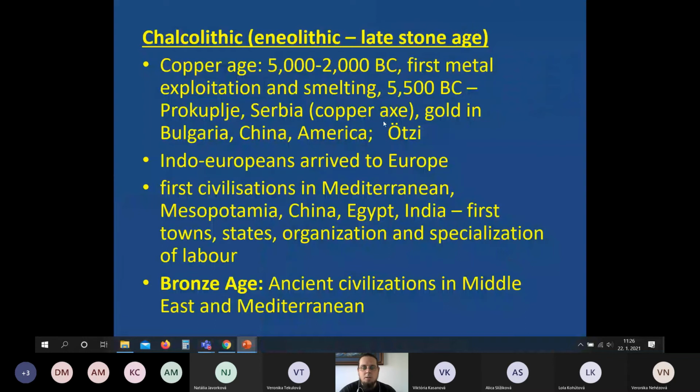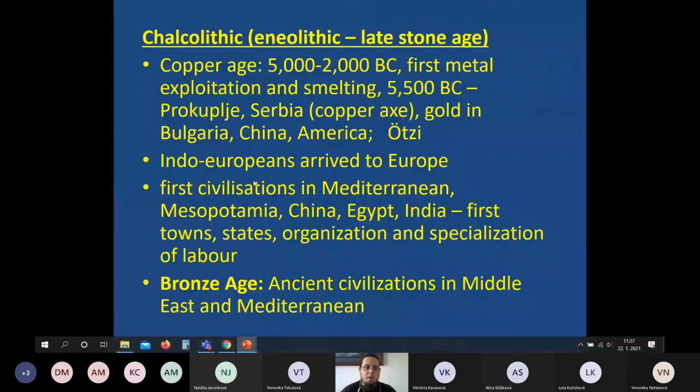For example, the oldest tool made of copper was found in Serbia, in Europe, from 5,500 years BC. Also, a couple of centuries later, golden tools and jewels were found in Bulgaria, and at the same time in China and America. I shall talk about Otzi. I will show you the guy who looks like a Neolithic hunter, but also a farmer, and he had a copper knife. That was a cool thing, that the only guy surviving had something we believe only a chieftain or shaman could have.